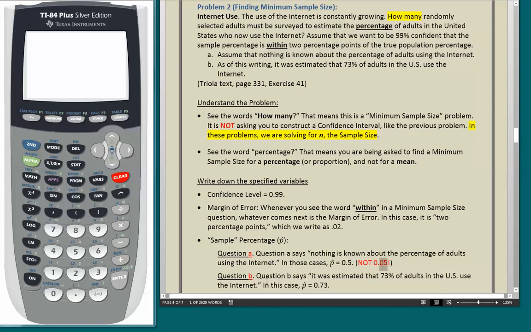Question B is a little different. Question B says it was estimated that 73% of adults in the U.S. use the internet. So in this case for p hat, we'll be using 0.73.